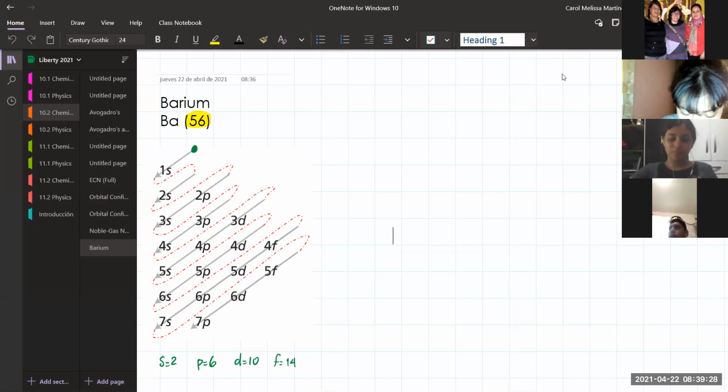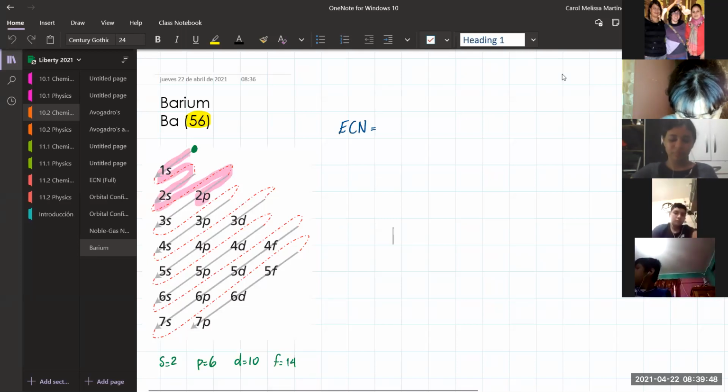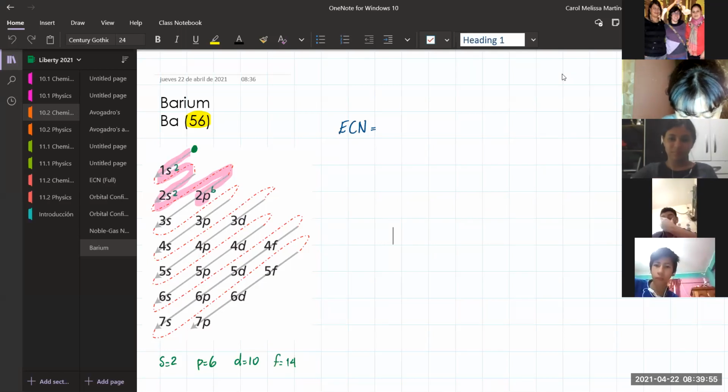Okay, so what I do, I work step by step. First I have to build my ECN, my full notation. I always begin from the very top, and I stop when I get 10 electrons. How do I know I have 10 electrons? Because I have 2 here, plus 2 plus 6 gives me 10 electrons. So I start writing the configuration.